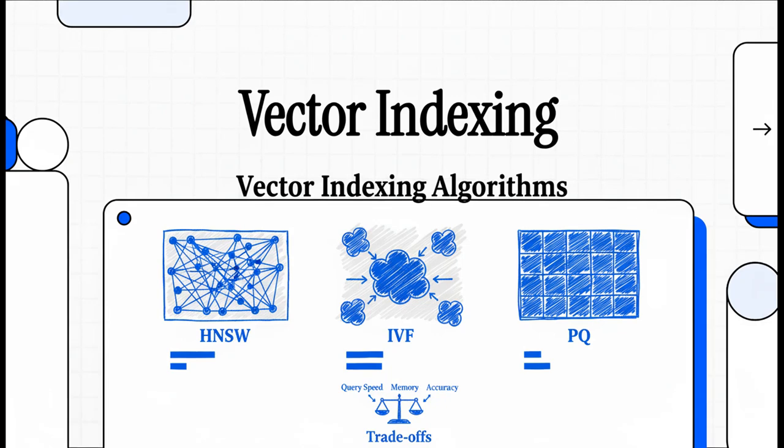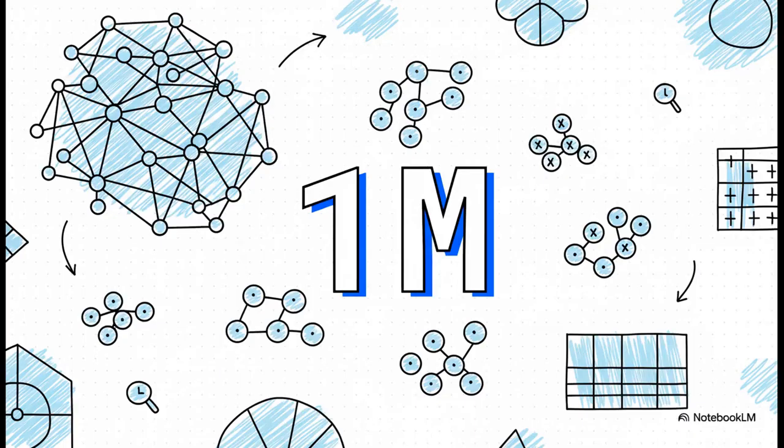Okay, so if you're building anything with AI these days, you're basically swimming in vectors. And when you've got millions or even billions of them, finding the right one, and finding it fast, is, well, it's everything. Today, we're going to break down the three powerhouse algorithms that make that fast vector search actually possible. Let's dive in.